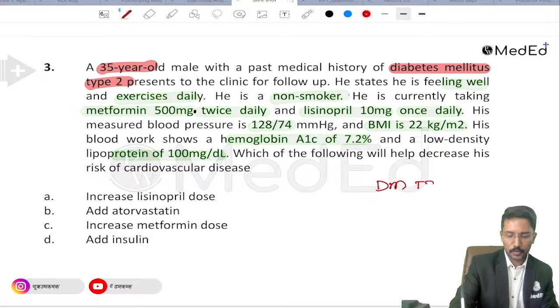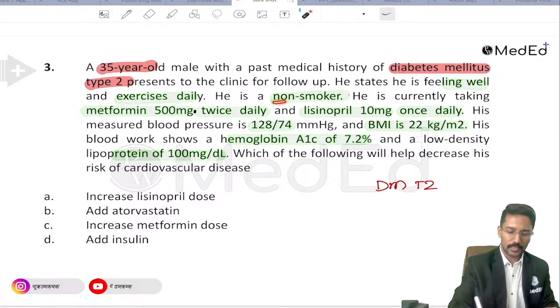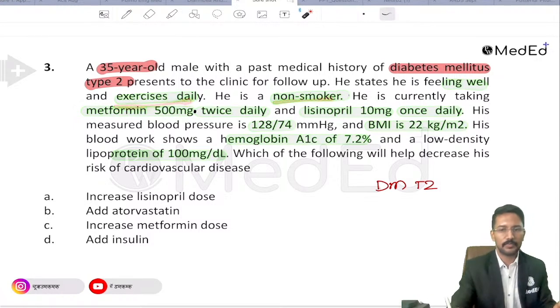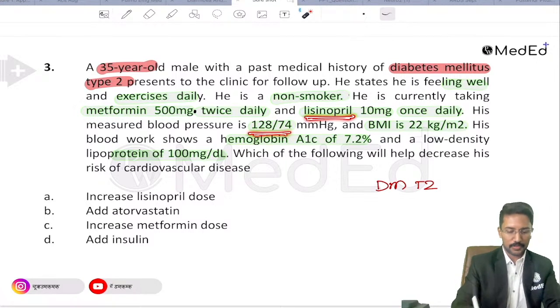He has type 2 diabetes mellitus. Okay. General advice for a type 2 diabetes mellitus patient is look after your diet. Do at least 150 minutes of aerobic activities per week, which seems like he's doing, right? He's not a smoker. He is exercising daily. For a type 2 diabetic patient, I think the starting point would be metformin. He is receiving it. And lisinopril for his hypertension.